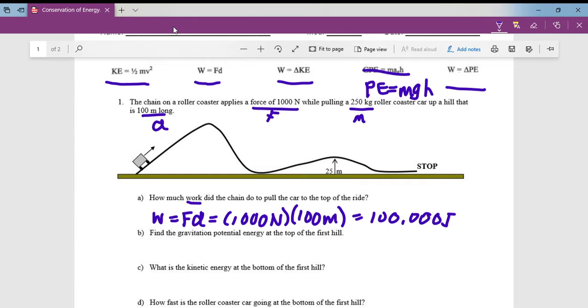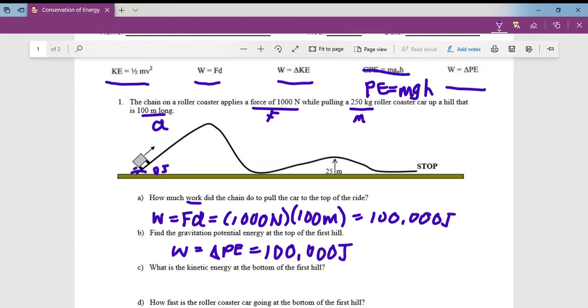So they want to find the gravitational potential energy at the top of the first hill. Well, we know that work equals our change in potential energy. It was 0 at the bottom of this hill, right here at the bottom. The chain did work, and now it has 100,000 joules of potential energy.